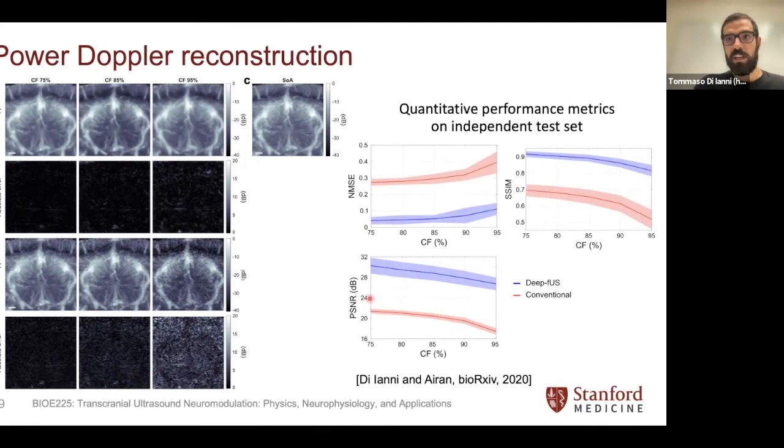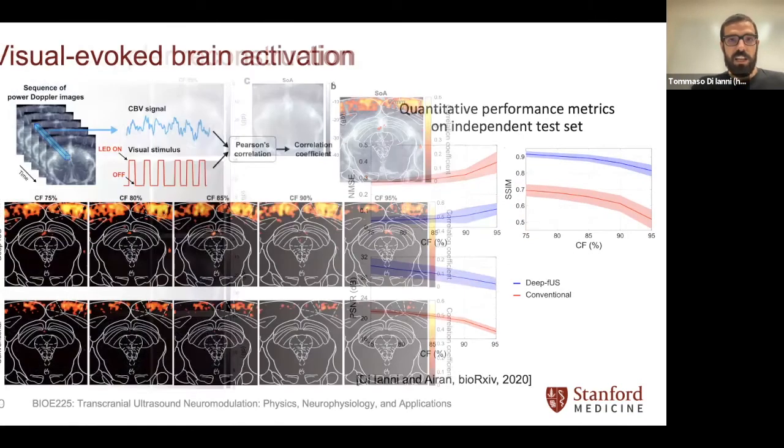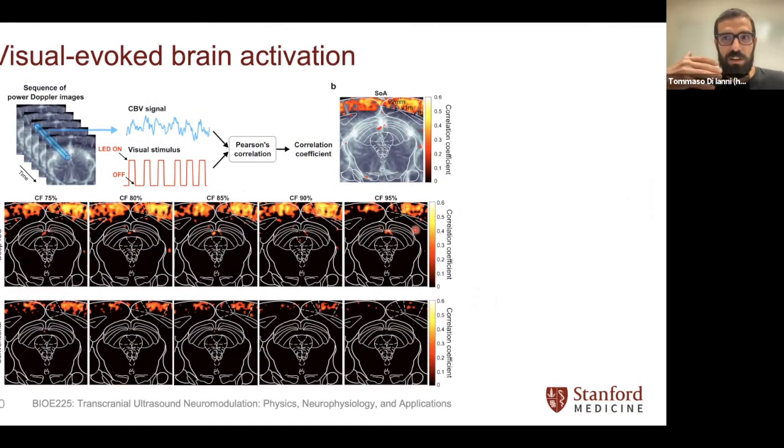And this was confirmed by quantitative performance metrics. We looked at normalized mean square error, structural similarity index, and peak SNR. And in all the cases, the deep learning reconstruction performed significantly better than the conventional. But again, that's just screenshots, so we want to look at functional information. We wondered if the deep learning reconstruction was actually able to retain the level of accuracy that is needed to reconstruct the functional maps.